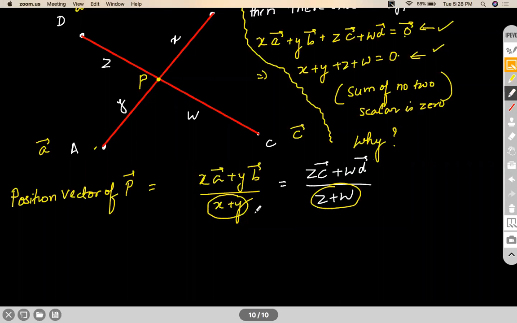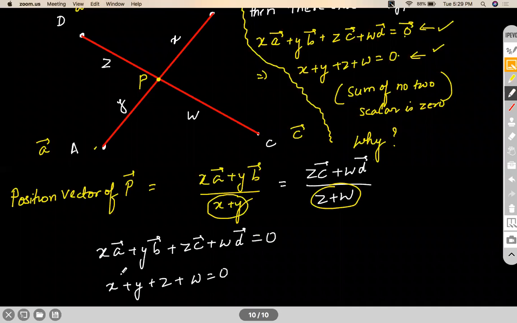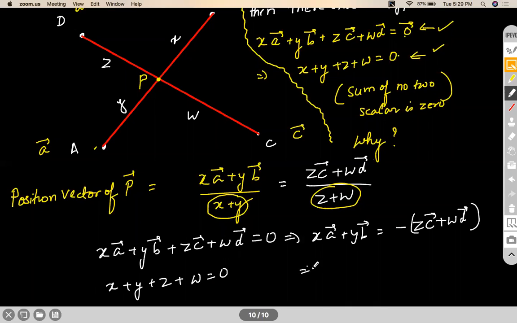Okay. Now, this condition will only hold true when you have these two coming simultaneously. This and this happening simultaneously. How? Let's see. So this will tell me that XA plus YB will be equal to minus ZC plus WD. And from here I can say X plus Y is equal to minus Z plus W.